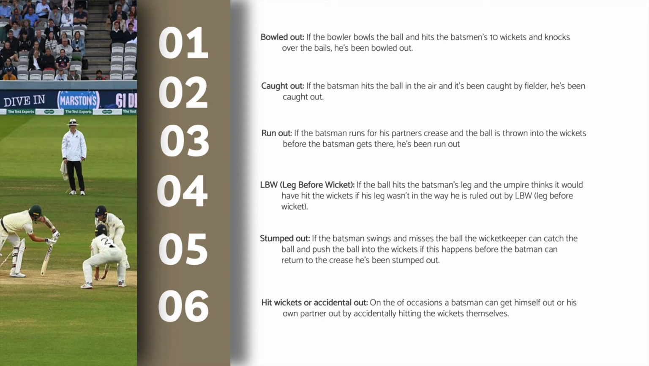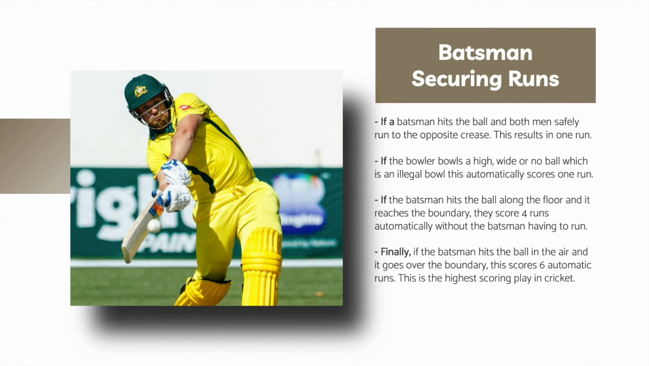Well, what about the batsman? Well, the batsman's job is to try and secure runs, and they can do that if a batsman hits the ball and both men return safely to the opposite crease. This results in 1 run. If the bowler bowls a high, wide, or no ball, which is an illegal bowl, this automatically scores 1 run.